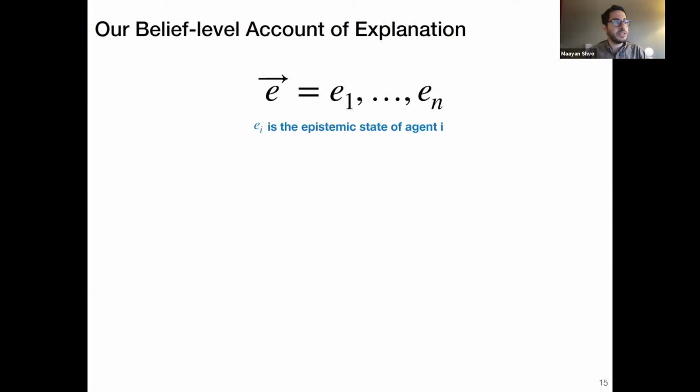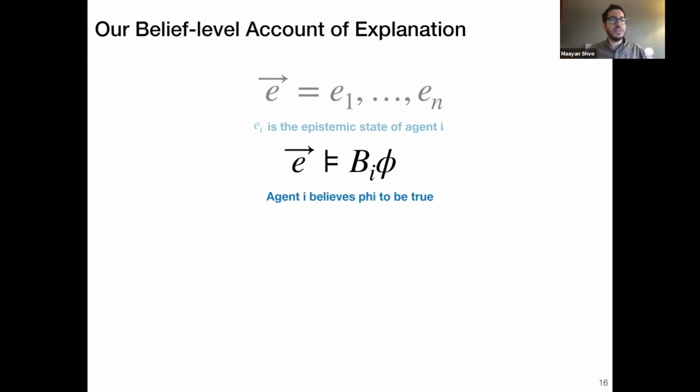Our account of explanation is set in a multi-agent setting where we can accommodate an arbitrary number of explainers and explanees. To this end, we define a collection of epistemic states, VEC-E here, where each E_i captures the beliefs of agent i in our set of agents. And an epistemic state importantly captures what certain agents believe about other agents and about the world more generally. Specifically, we use the belief modality B to capture agent beliefs. And so B_i phi here should be interpreted as agent i believes some phi to be true.